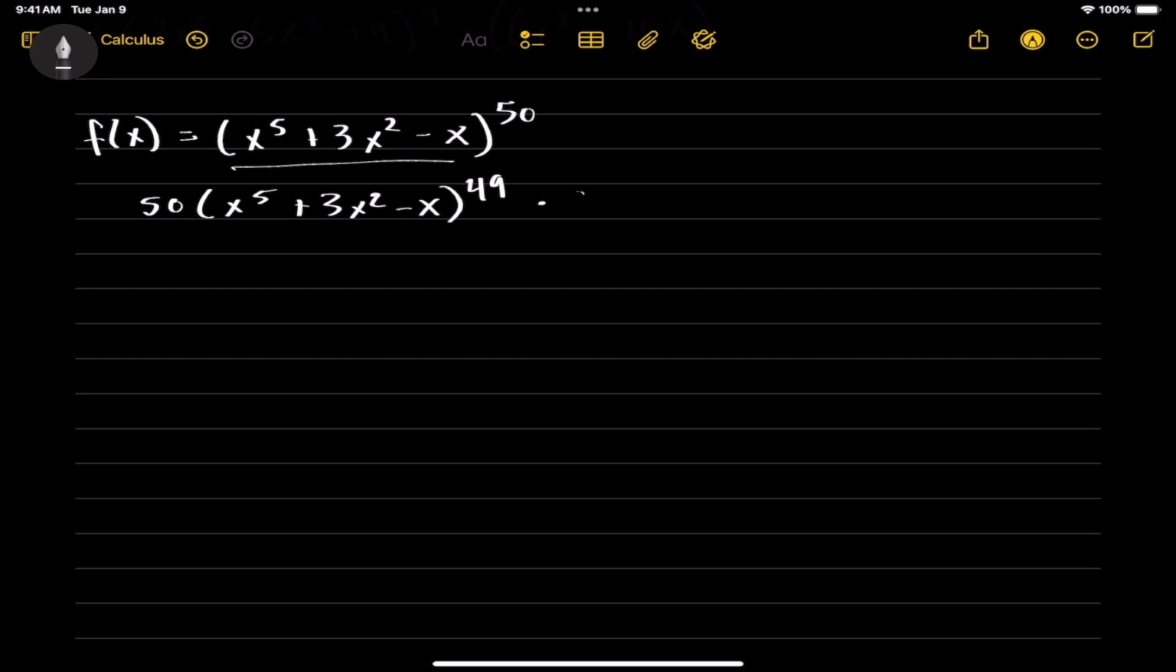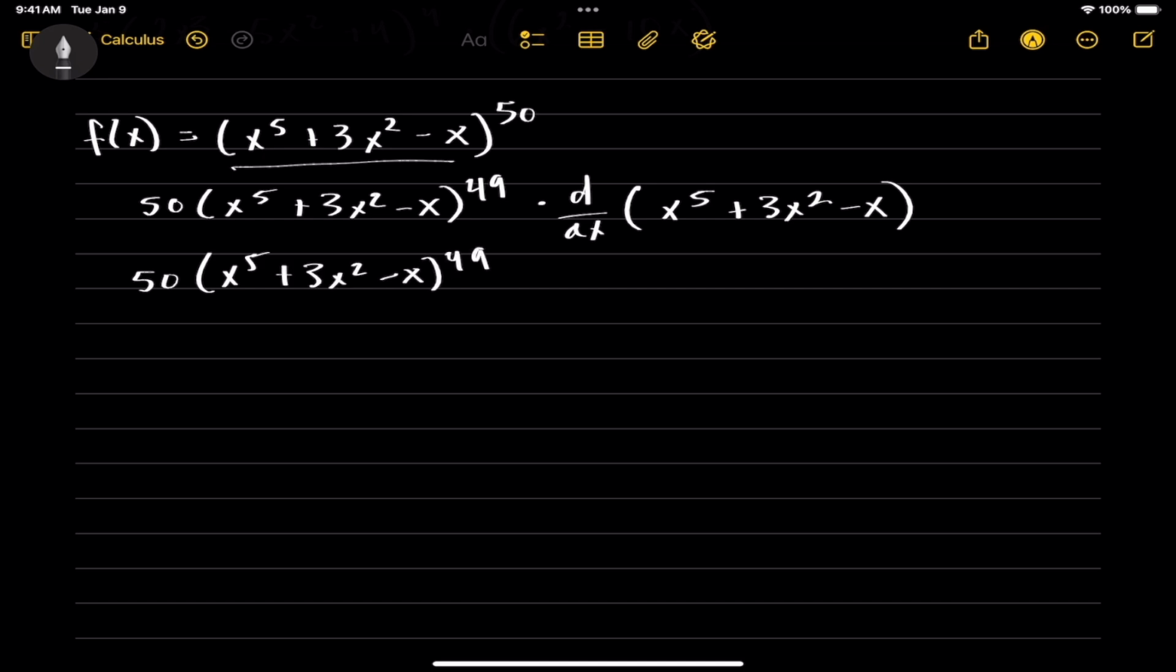And then we take the derivative of the inner function, which is x to the fifth plus 3x squared minus x. So we're going to go ahead and rewrite that left side over here as 50 times x to the fifth plus 3x squared minus x, to the 49th power. And then multiply, we're going to put parentheses here. That's going to be 5x to the fourth plus 6x minus 1. And that is our final answer. So if you got it correct, you're on a roll here.